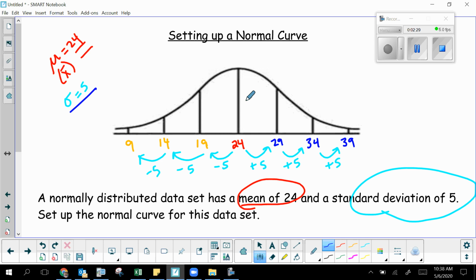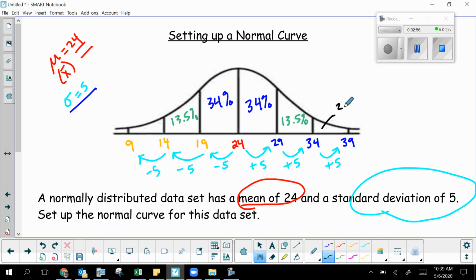From there, it's helpful to add the different section probabilities. 68% within one standard deviation means 34% and 34%. 95% within 2 standard deviations. Remember, our next value was 13.5% and 13.5%.